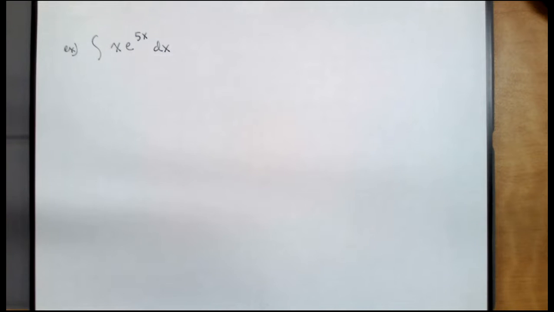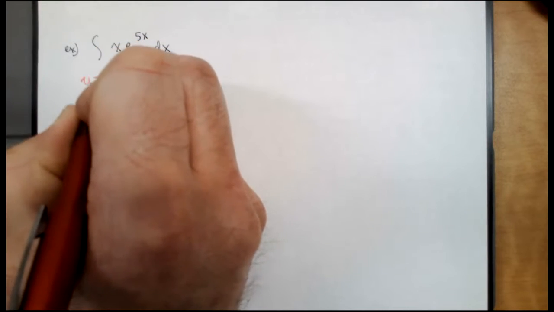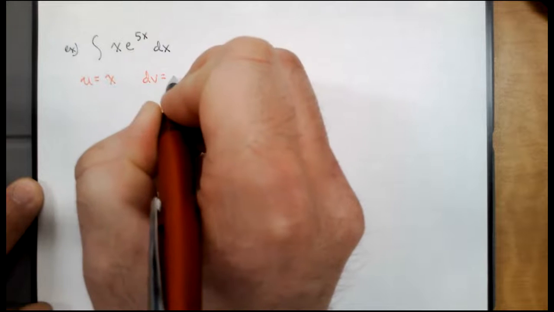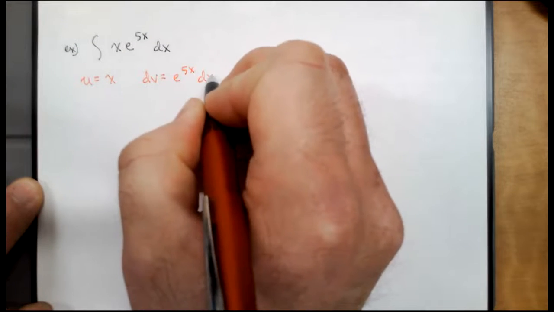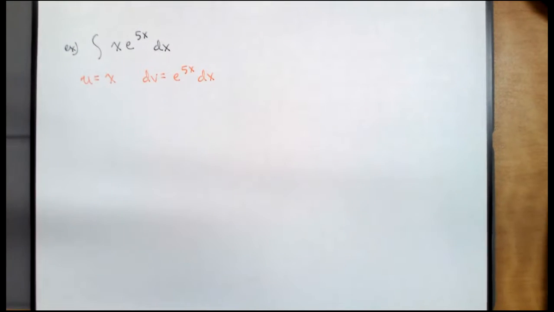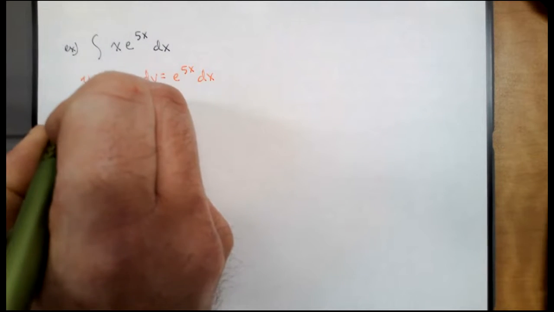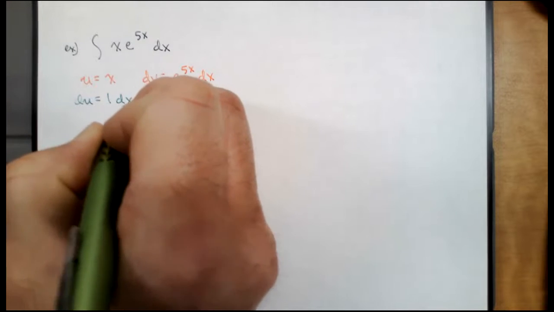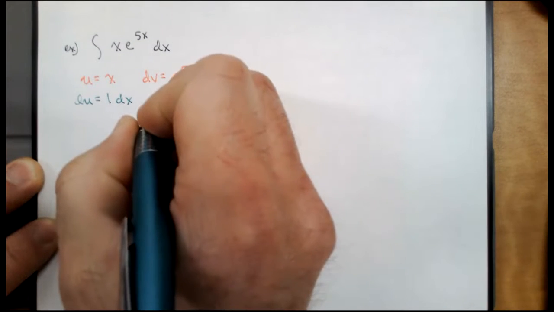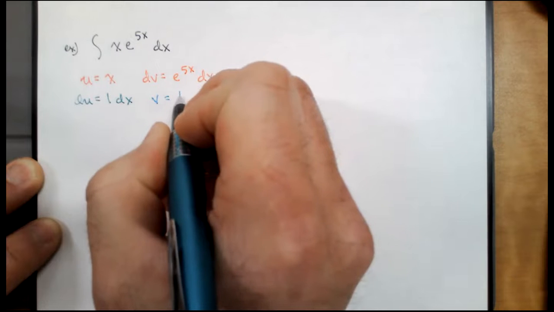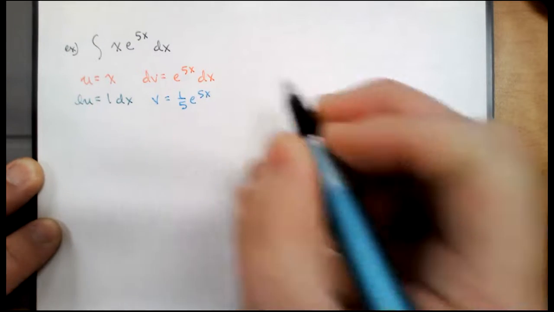Step 0, not substitution. Step 1, assign parts. Making u the polynomial worked out last time, so let's continue that. We made u the polynomial part again. Seemed to work out last time. Step 2, find du and v. du is just going to be 1 dx. And v, when we integrate, always remember that over here we are integrating. That's why we're going to get a 1/5 e to the 5x.